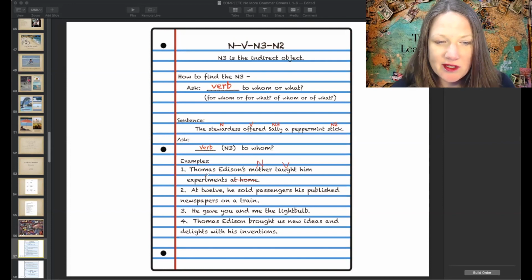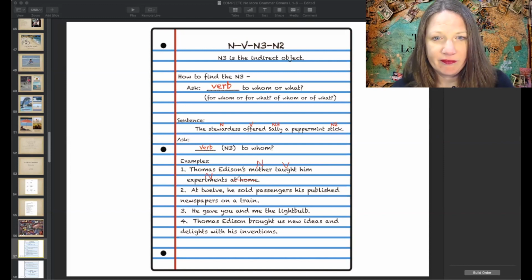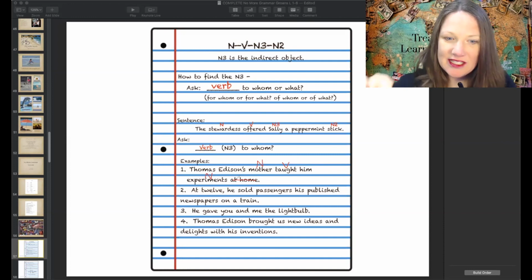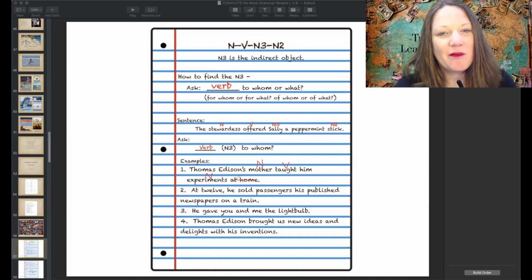Experiments. Who or what was taught? Now, Thomas Edison was taught. Yes, he was taught. Mother taught who? If it just said Thomas Edison's mother taught him at home, then him would be receiving the taught, right? Thomas Edison, him, would be receiving the teaching.